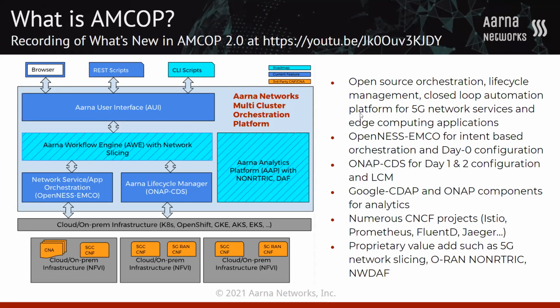This AMCOP orchestration tool is all open source, and all the components are available for download, so you can download it and deploy it on your own. It does lifecycle management for the CNFs. It can do closed loop automation for 5G network services, edge, and all the edge computing applications. This is the tool, as I showed in the previous diagram, that fits in the middle, where it can take a CNF package, deploy it, and do lifecycle management of the deployed CNF package.